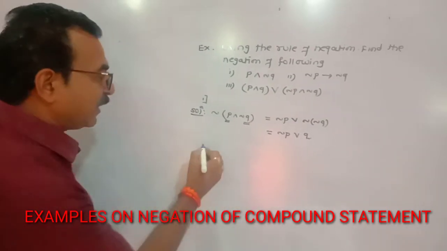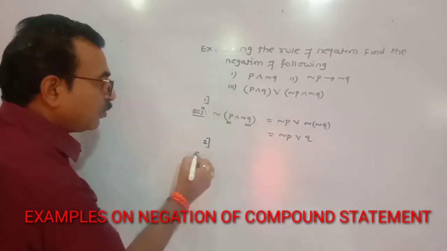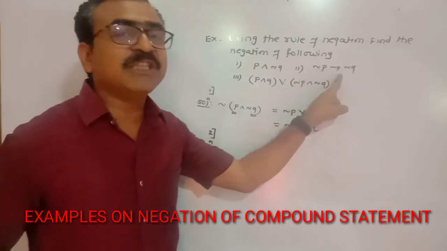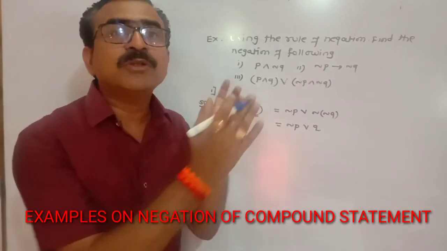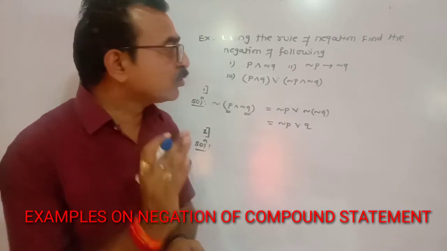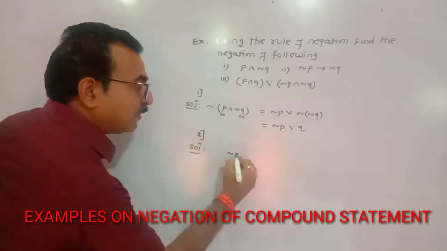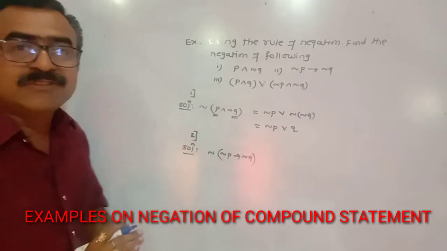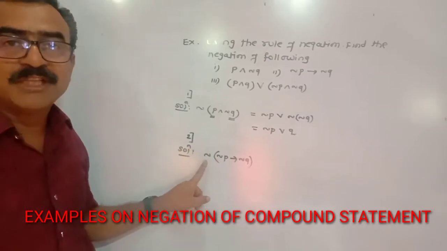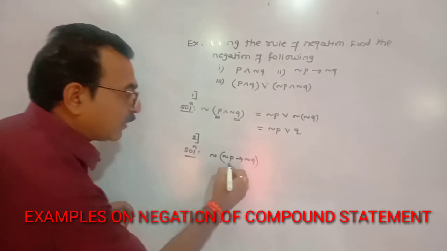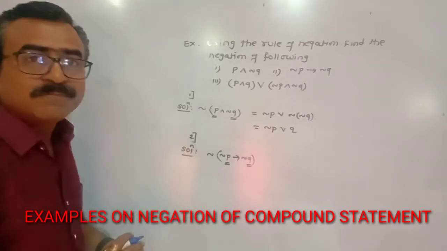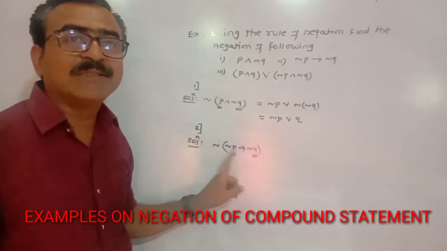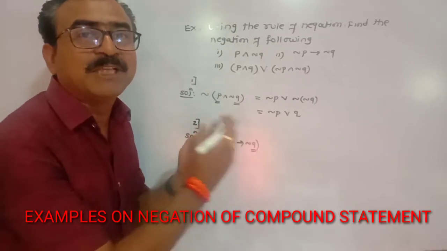Now let us take the second example. In the second example, you are given this statement pattern, that is negation P conditional negation Q, and your question is to find its negation. So write down this statement pattern, negation P conditional negation Q, and you have to find out its negation, so write down the symbol of negation. In this statement pattern, two statements are there. First statement is negation P, second statement is negation Q, and these two statements are connected by the implication sign.